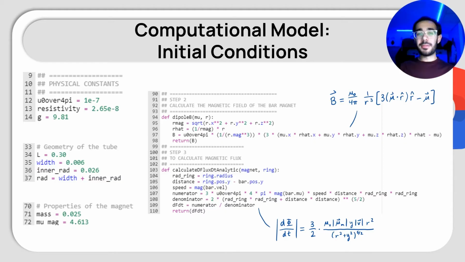Now it's time for the computational model. First up, I went in and listed all my initial conditions, such as the physical constants and the tube and magnet properties. The big code on the right calculates the magnetic field of the bar magnet and the change in magnetic flux that it produces.